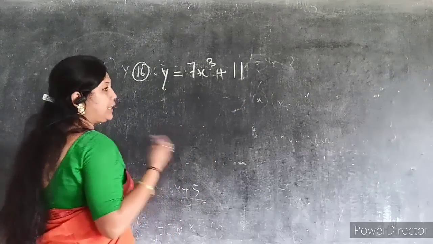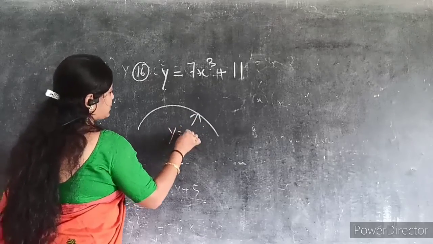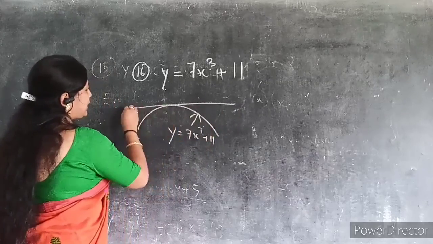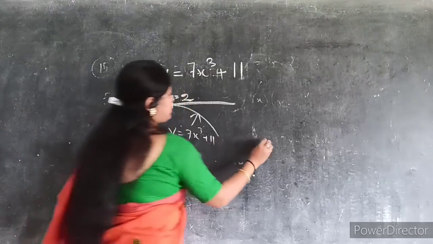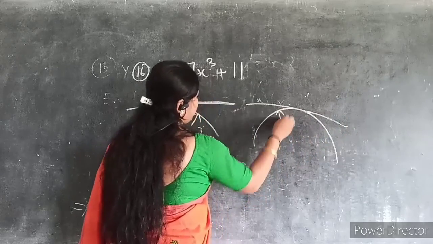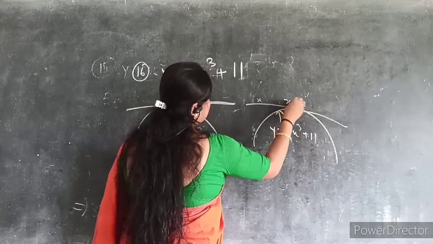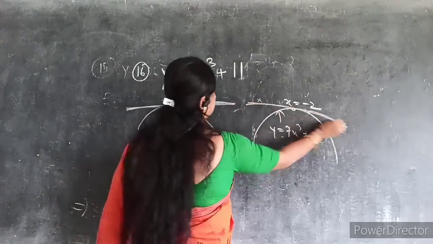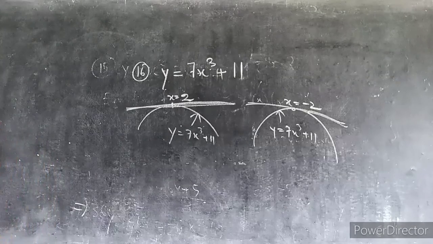That means what you need to show, suppose I am taking this as a curve that is given by y equal to 7x cube plus 11. So the tangent looks like here. Suppose this curve is cutting this tangent at what point? x equal to 2. And suppose like this, the same curve is cutting the tangent at minus 2. So you have to show that this line and this line are what? Parallel. Okay, you have to show these two lines are parallel.